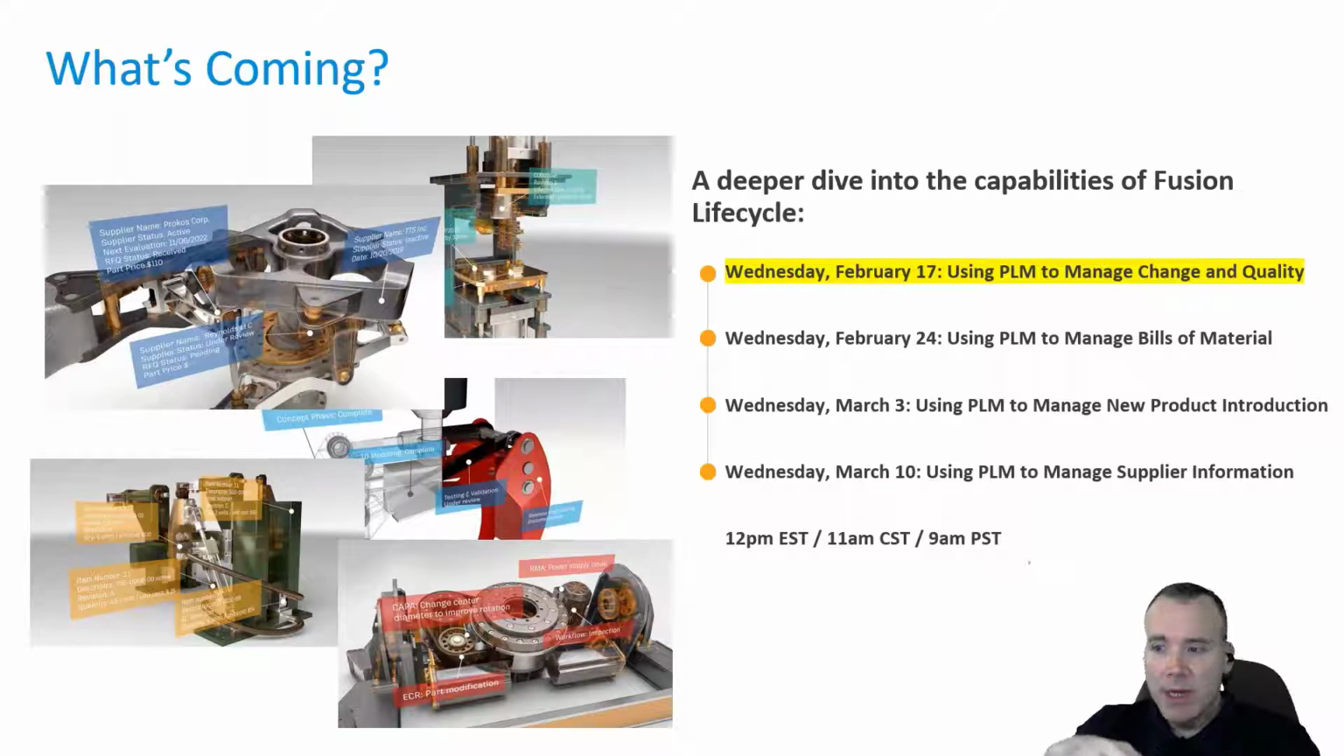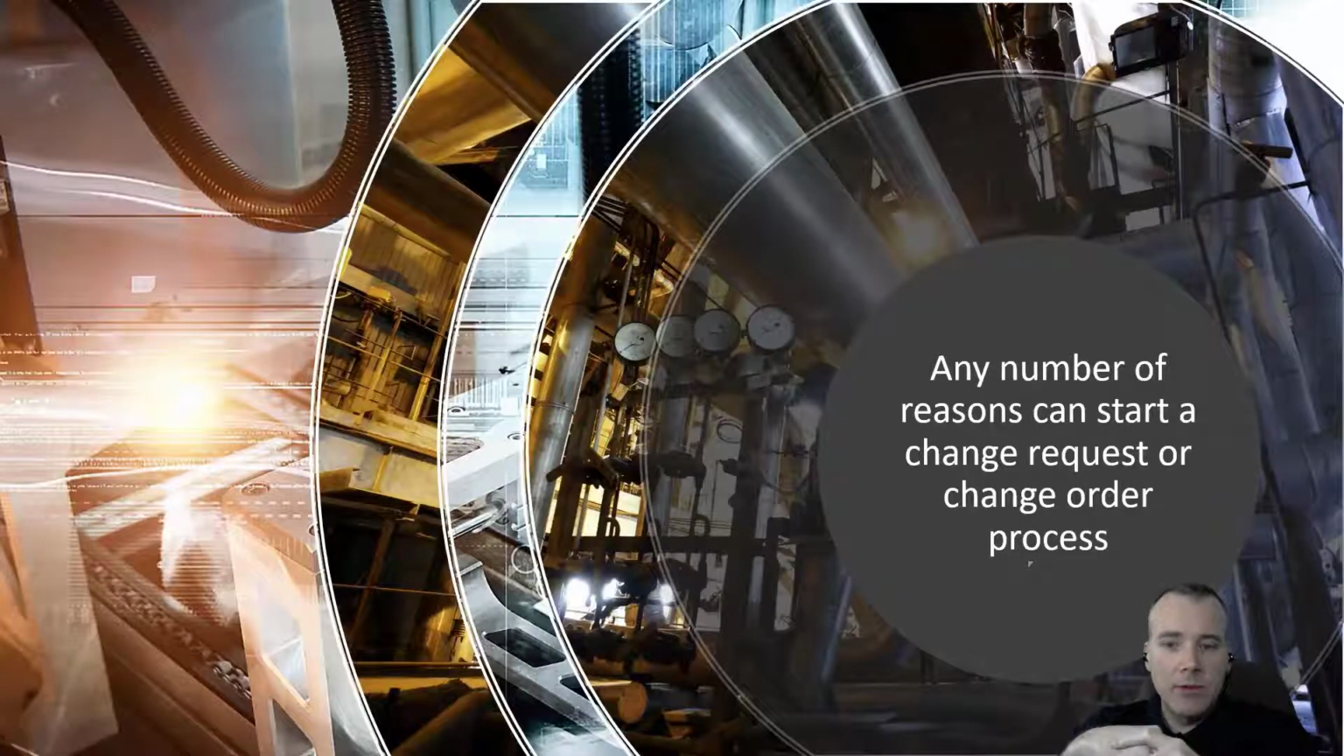But today is February 17th. We'll be talking about change and quality. Over the next 3 weeks, we'll be talking about other topics with Vault PLM: bills of material, new product introduction, and supplier management. But again, today we're talking about change.